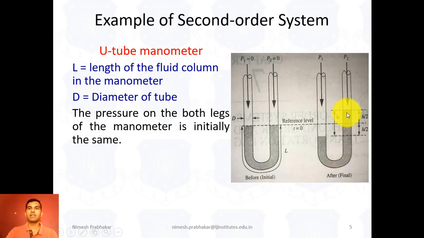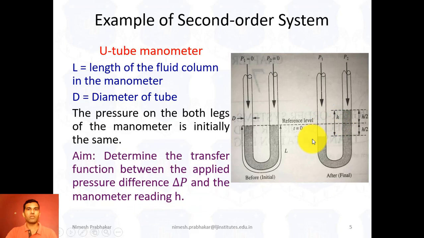So this is a change in height. This is H. This is the reference level at t equals 0, where both mercury levels are the same. But if we apply more pressure, this mercury level goes downward on the left-hand side, and on the right-hand side the level goes upward. And this H represents the change in the mercury level height. So H by 2, and this is the total H.